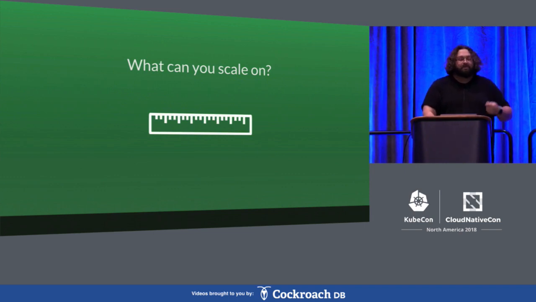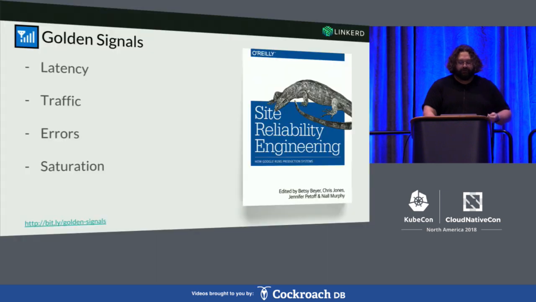Let's talk about what you should be monitoring for your services. The Google SRE handbook talks a lot about the golden signals. And these 4 golden signals are what they claim are the only things that you absolutely need to monitor on your service. Sure, you can implement other ones, but these are the 4 that they say are the most important.